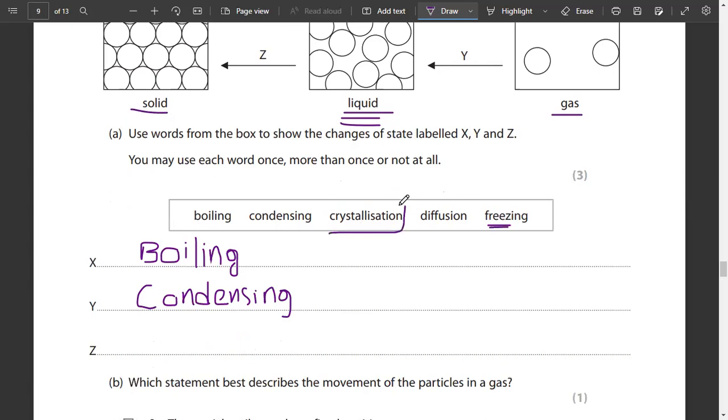Crystallization itself is not a change of state. ये याद रखिए, it's a separating technique. Crystallization एक kind of a separating technique भी है. Yes, the correct answer would be freezing. 3 marks का question आपका हो गया है.